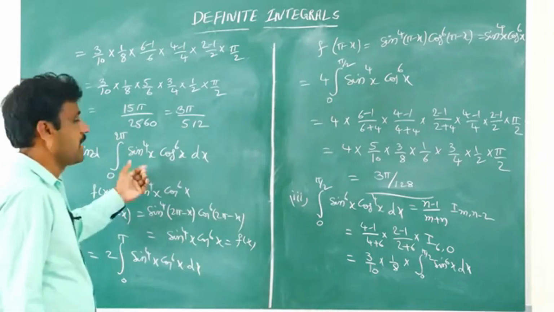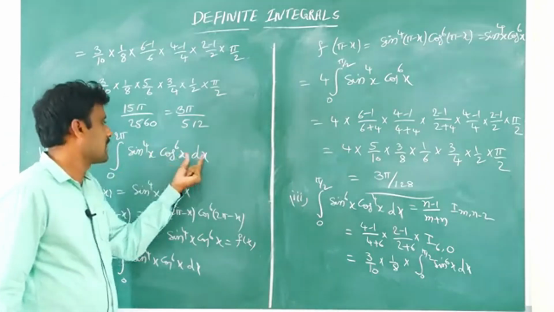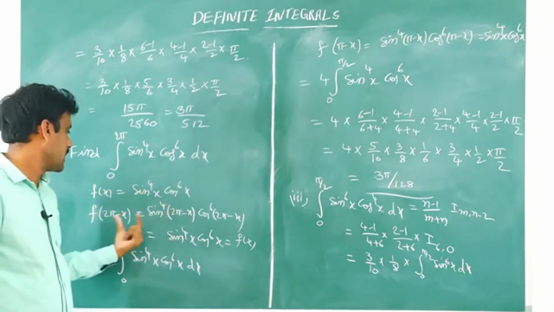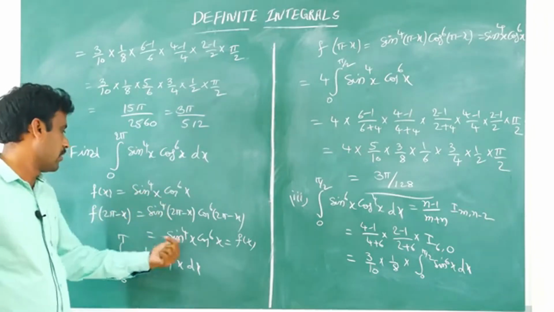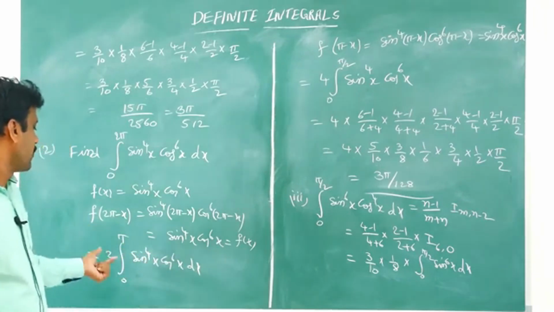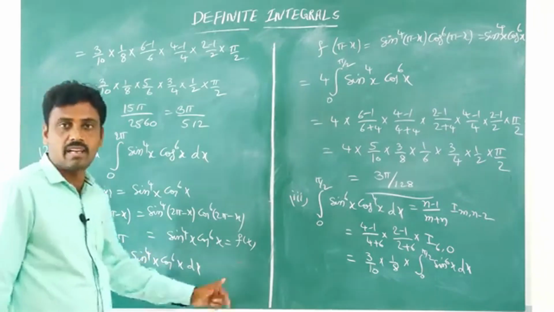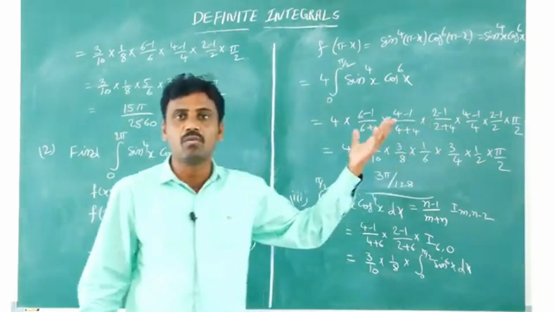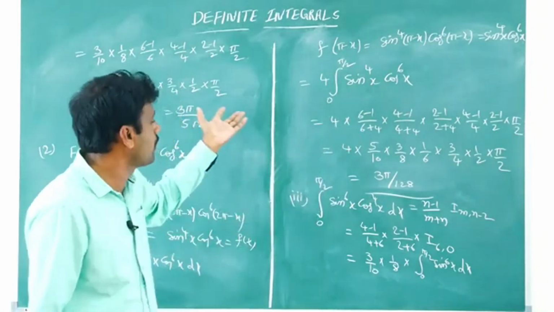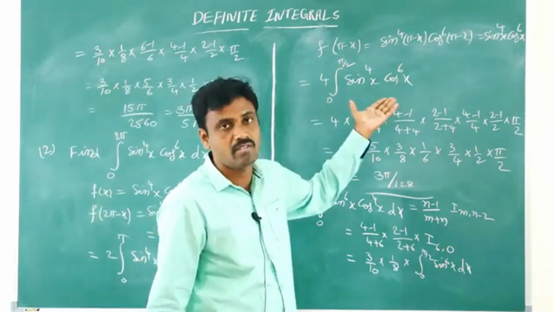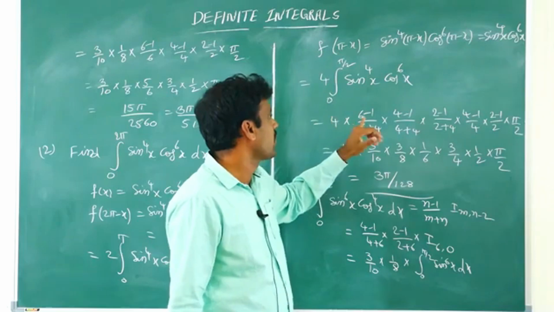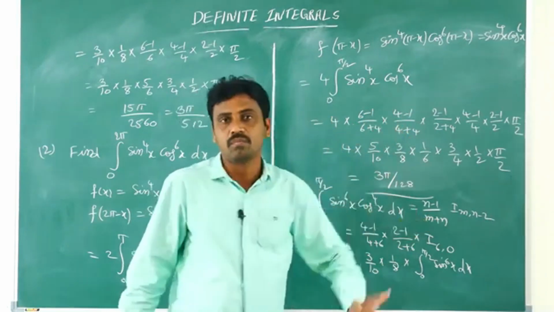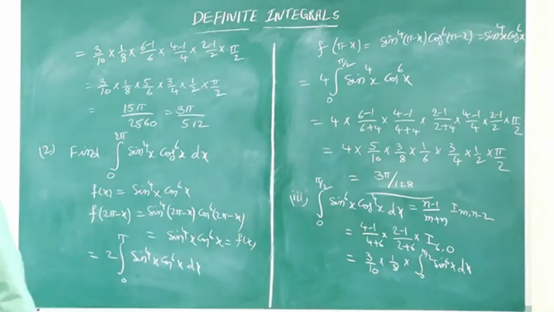Integral 0 to 2 pi sin power 4x into cos power 6x dx: f of x equal to sin power 4x cos power 6x, f of 2 pi minus x equal to f of x. Therefore 2 into the integral 0 to a of f of x dx. Again f of 2a minus x equal to f of x, that is 2 into 2, integral 0 to 2 pi by 2 of sin power 4x cos power 6x. I m comma n is n minus 1 by m plus n, I m comma n minus 2. That is problem number 2.